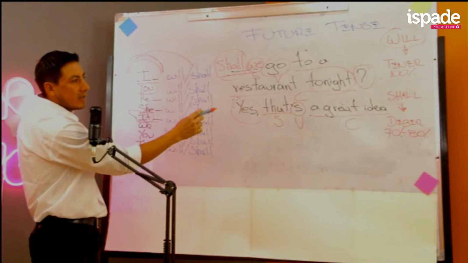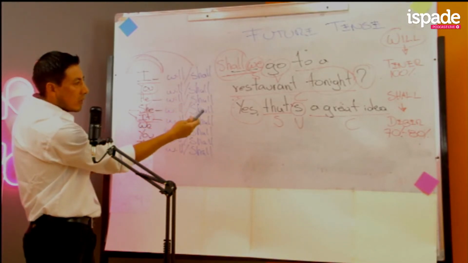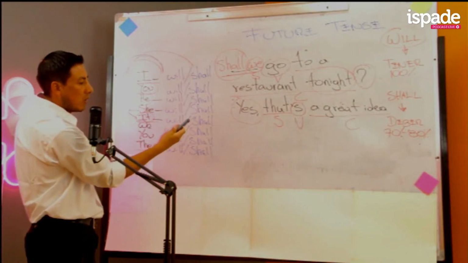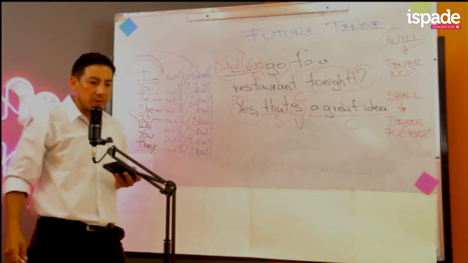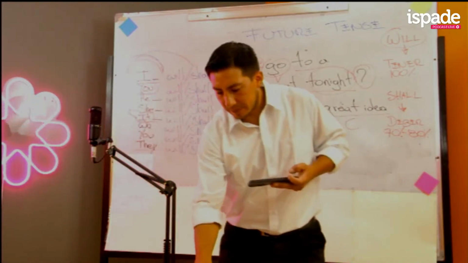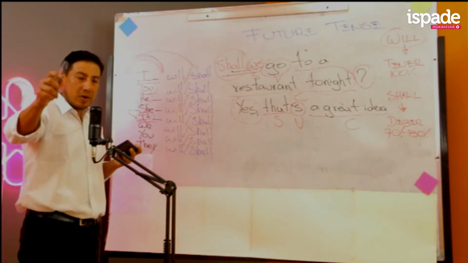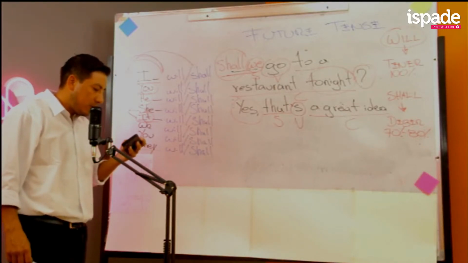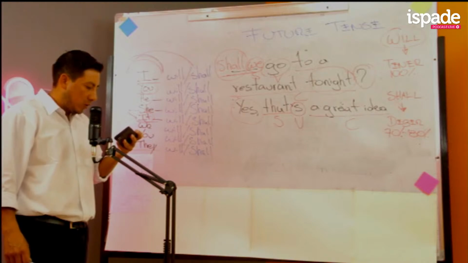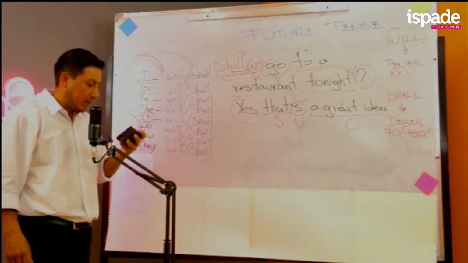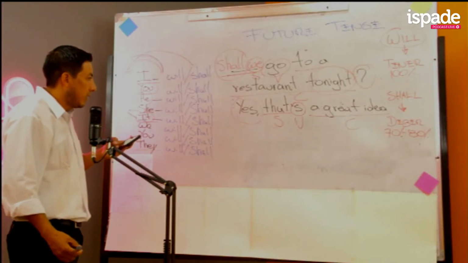You see? So here we got subject plus verb plus complement. Yes, that's a great idea. ¿Vamos esta noche a un restaurante? Sí, esa es una buena idea. You see? We are talking about future tense. And now let's see one more example. We are going to use shall again. Let me check. Here we got shall.